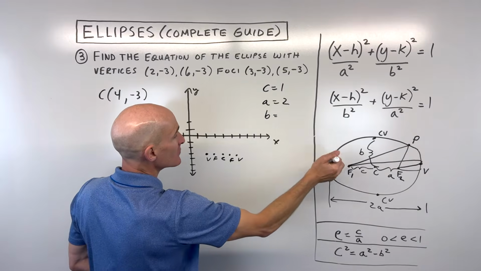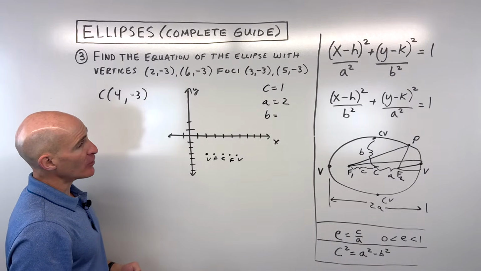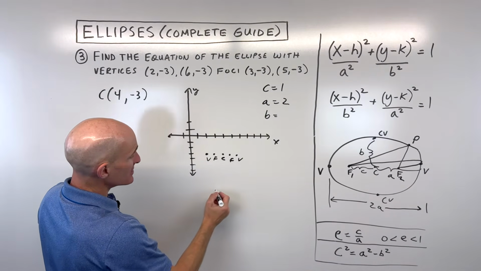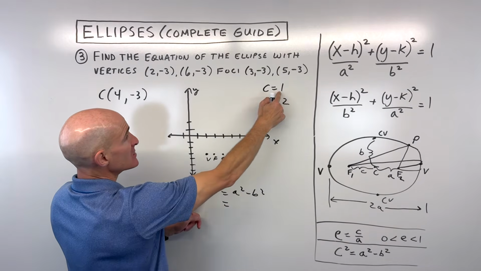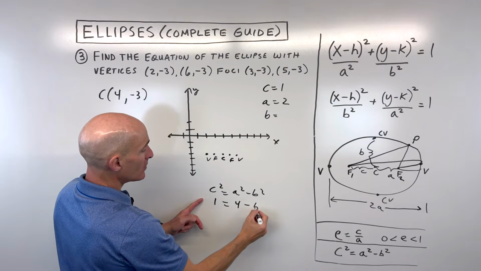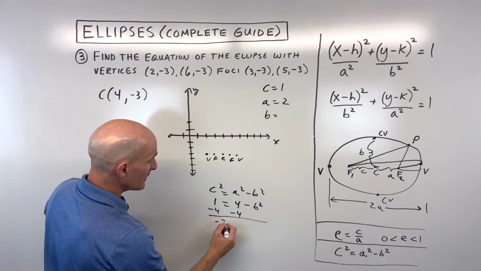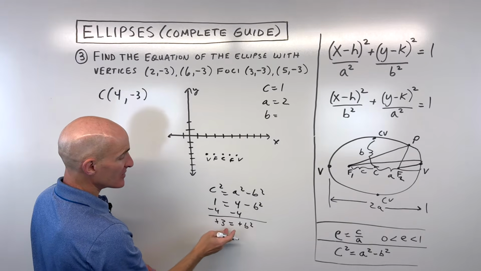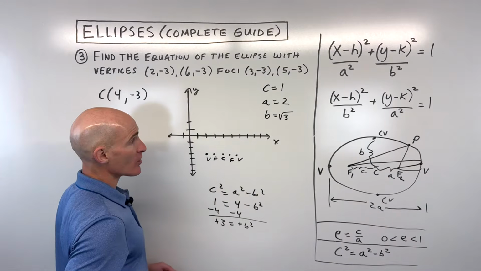And b is the distance from the center to the co-vertex or minor vertex. Depending on the book, it's called by different names. But let's see if we can figure out what b is by using this formula, c squared is equal to a squared minus b squared. C squared would be 1 squared, which is 1. A squared is 2 squared, which is 4. If we solve for b squared, subtract 4, we get negative 3 equals negative b squared. Multiply both sides by negative 1, you can see b squared is equal to 3, which means that b equals the square root of 3.